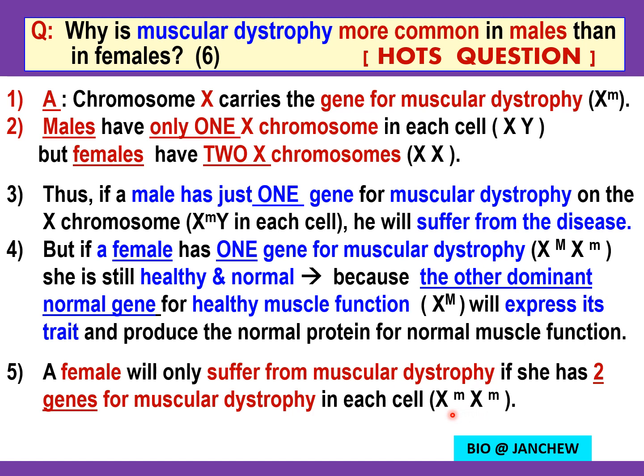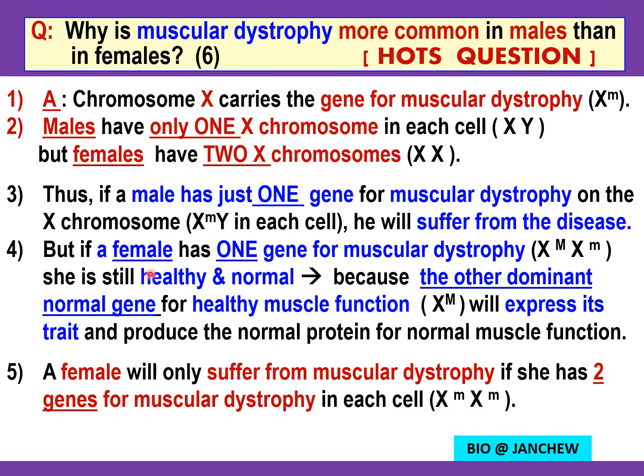Okay, but this is very rare. To get an individual which has this type of X chromosomes in the cell, it means that the father must provide this gene for muscular dystrophy to the daughter, and the mother must also carry the gene for muscular dystrophy. So it's very rare for it to happen.